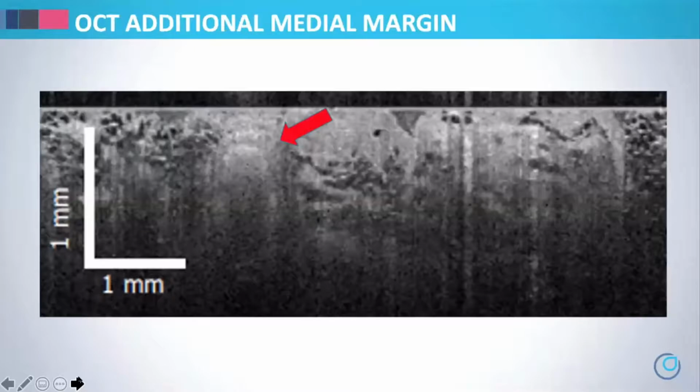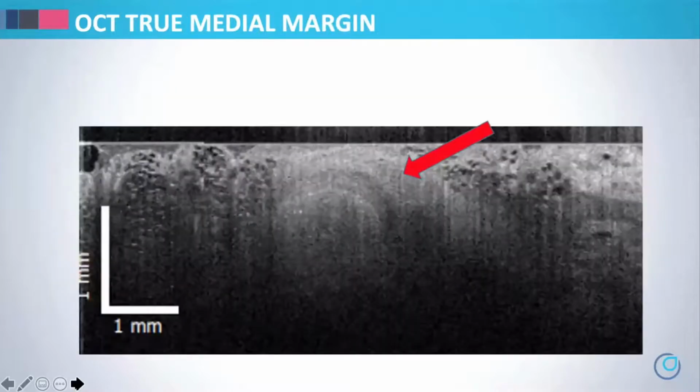My OCT from the additional margin was positive, so I went back and did an additional medial margin. Still saw this dilated duct, which is indicated by the red arrow. Went back to get an additional true medial margin, and each of these margins was a centimeter of tissue.